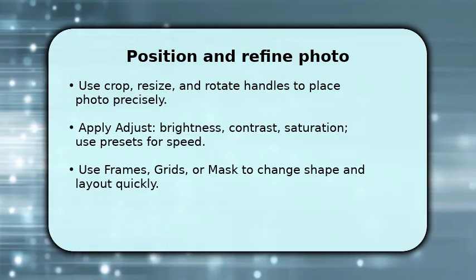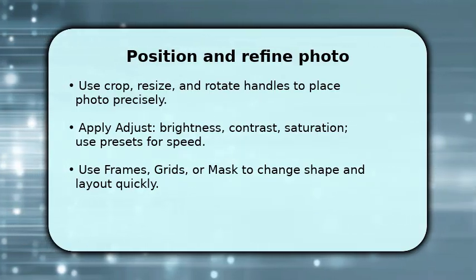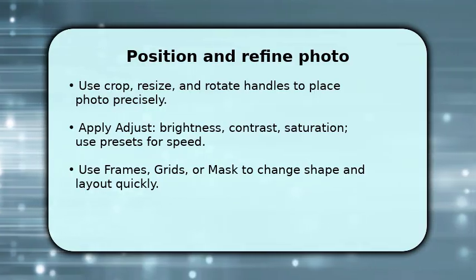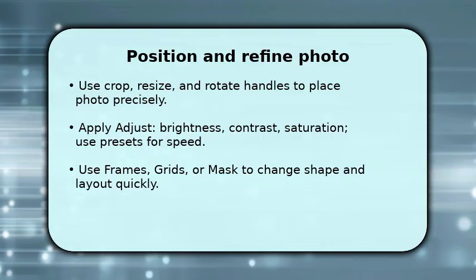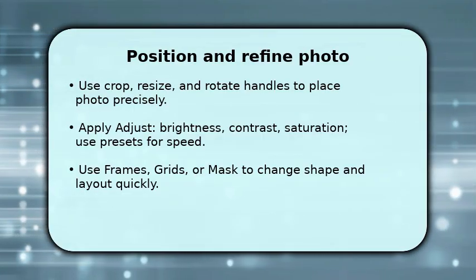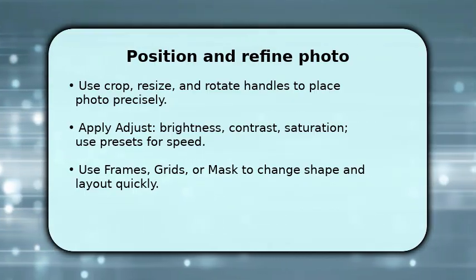Once positioned, open Adjust to tweak brightness, contrast, and saturation. Small changes can fix exposure and color cast. If you need a specific shape, drop the image into a frame or grid to mask edges instantly. For consistent looks, apply a preset filter and then fine-tune manually.